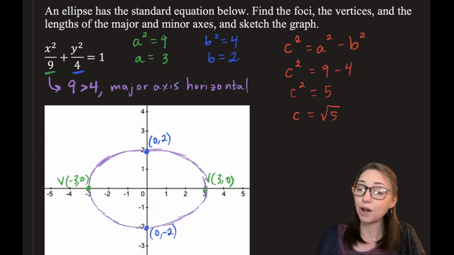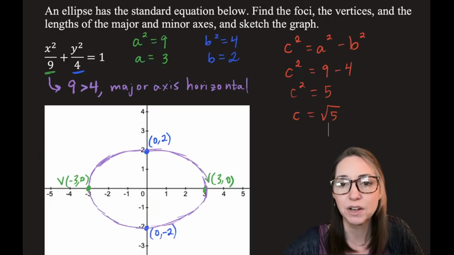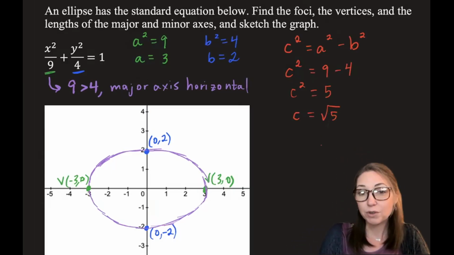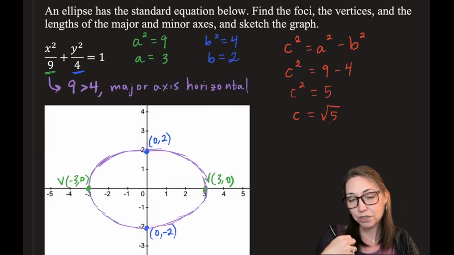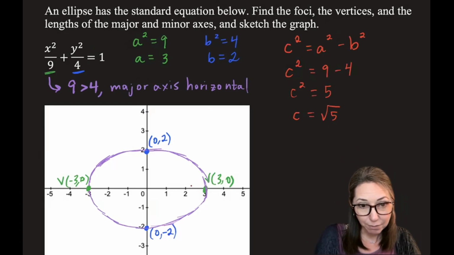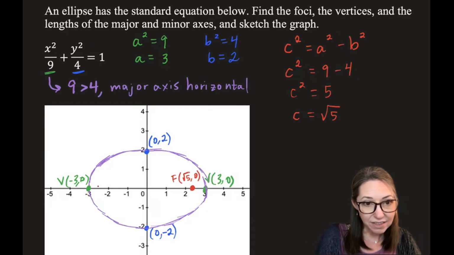All right, now just for plotting purposes, because I do want to plot those on this graph, I'm going to do a quick rough estimation of the square root of 5. Since the square root of 4 is equal to 2, and the square root of 9 is equal to 3, it's a little bit more than 2, so just go out here a little bit past 2. We'll call that a focus at root 5, 0. And a little bit past negative 2 there, there is our other focus at negative root 5, 0.